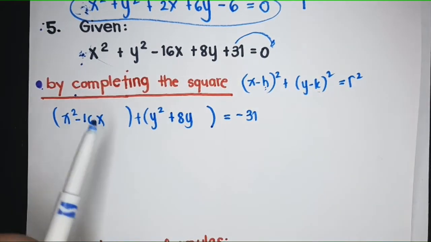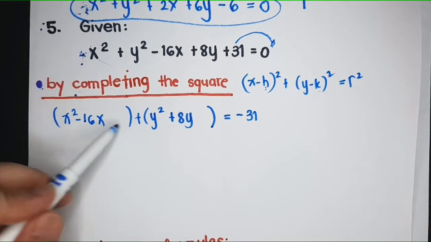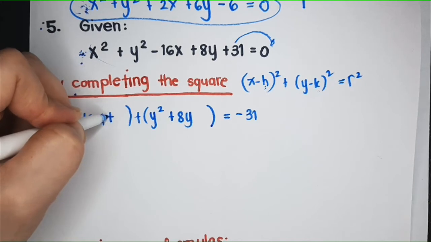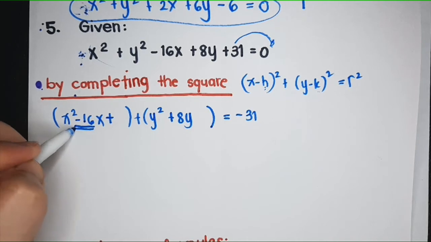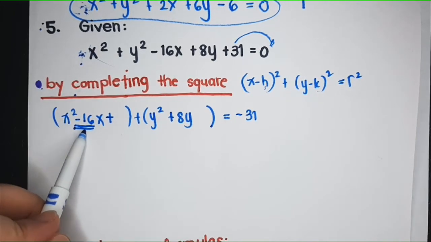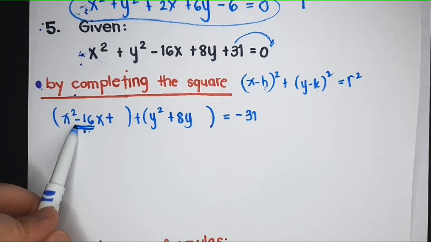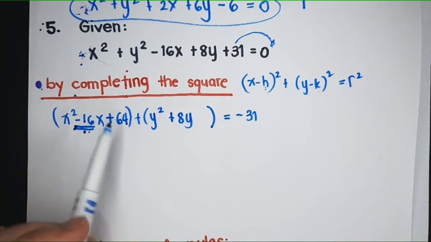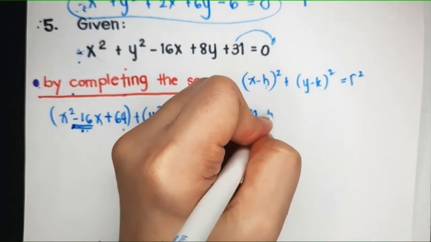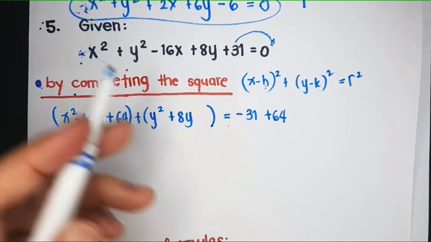Okay? And then, maggagawa tayo ng perfect square trinomial. Okay? So, ito, ano yung i-add ko dito? Ano yung sabi ko sa inyo? Itong coefficient ng x, which is negative 16, you have to divide it by 2. Okay? What do you get? Negative 16 divided by 2, you get negative 8. Okay? Yung negative 8, square ninyo. You will get positive 64. Kapag nag-add ka dito ng 64, mag-add ka rin ng 64 dito to maintain equality. Okay? Let's continue.